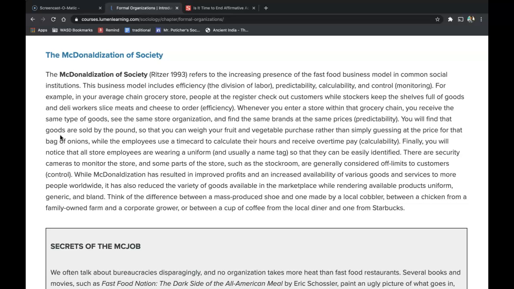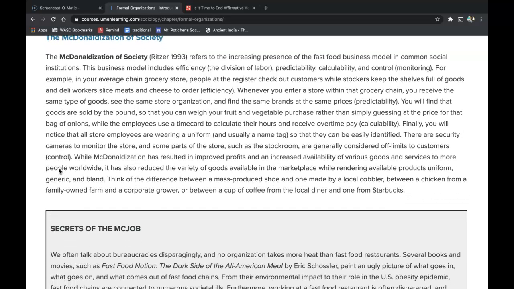You will find that goods are sold by the pound so that you can weigh your fruit and vegetable purchase rather than simply guessing at the price for that bag of onions, while the employees use a time card to calculate their hours and receive overtime pay. Finally, you will notice that all store employees are wearing a uniform and usually a name tag so that they can be easily identified. There are security cameras to monitor the store, and some parts of the store, such as the stockroom, are generally considered off-limits to customers.